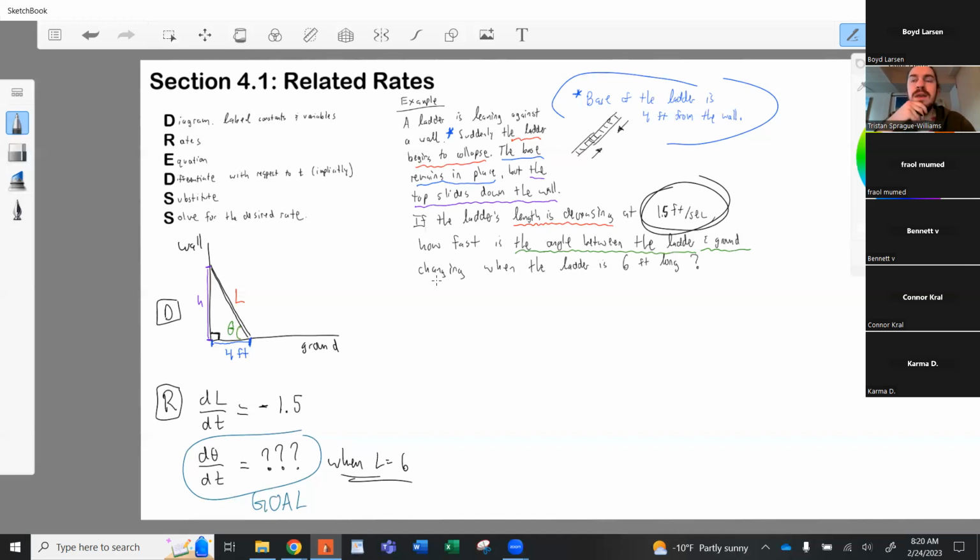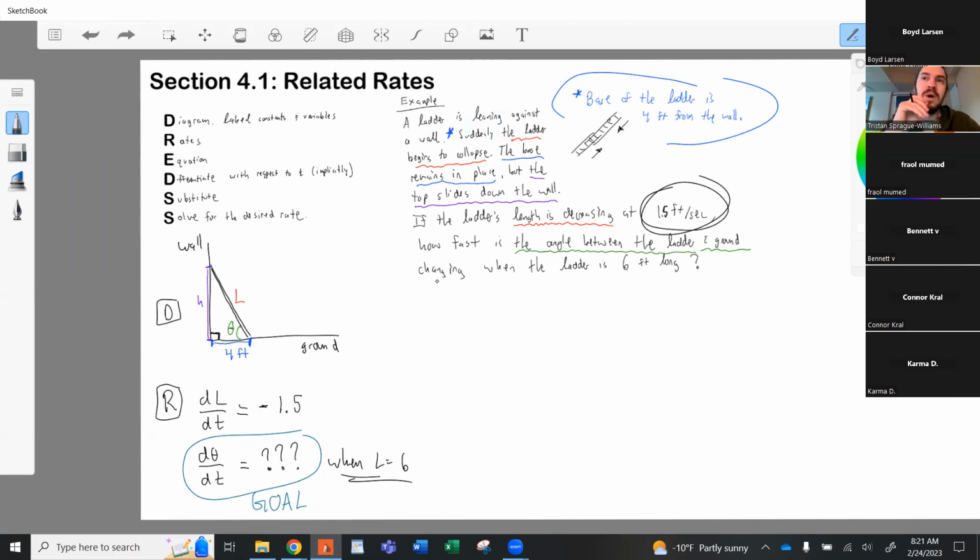Hannah makes a great point in the chat here. If we were interested in this other angle up here, then since the bottom one, theta, is decreasing at 1.5, no. Oh, no. Okay, never mind. Hang on, back up. The negative 1.5 is the rate of change in the length, not an angle. It doesn't matter which angle we're looking for. If we were looking for this other angle, that doesn't change the fact that L is decreasing. So the rate of change in L is negative 1.5, and we're not going to change that just by switching our perspective to a different angle.